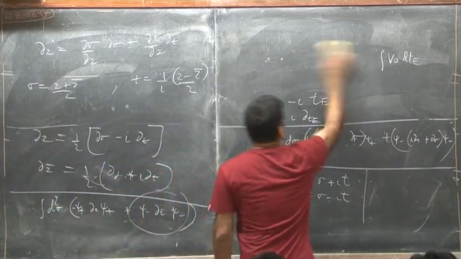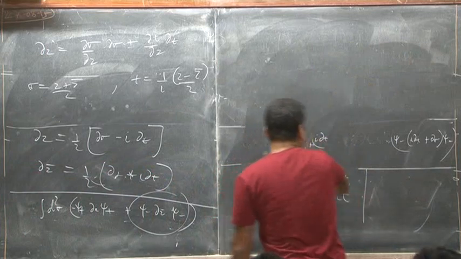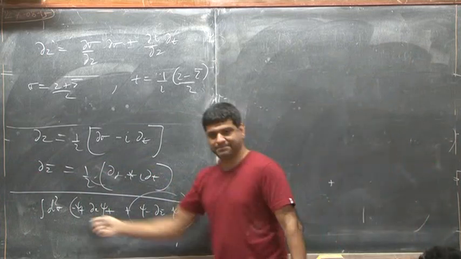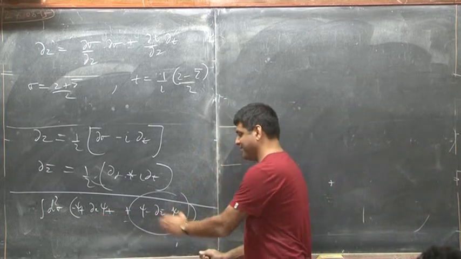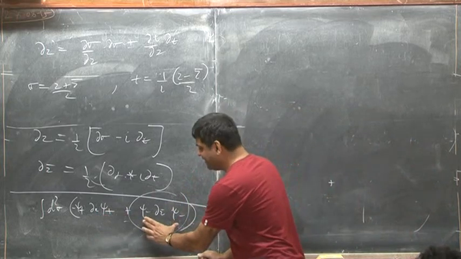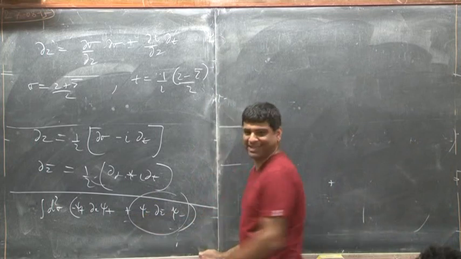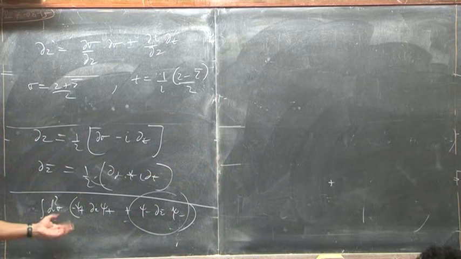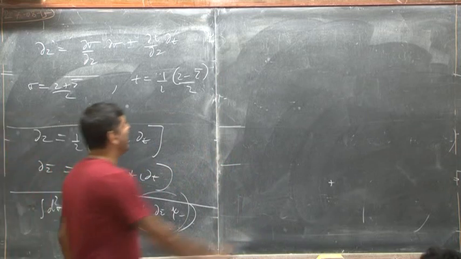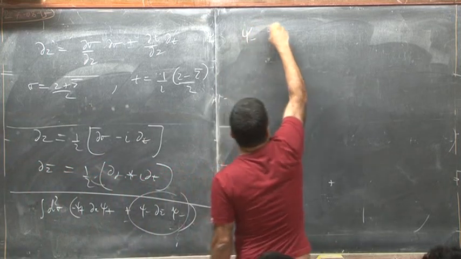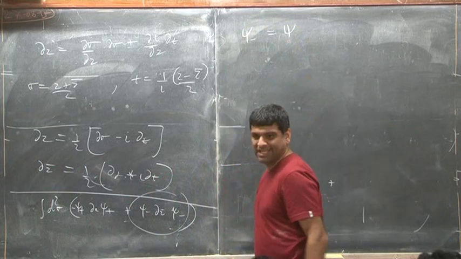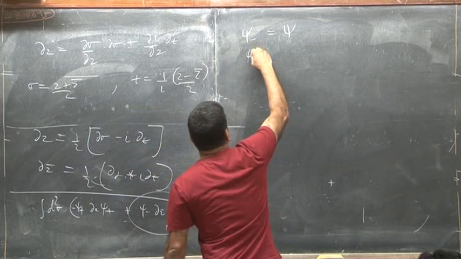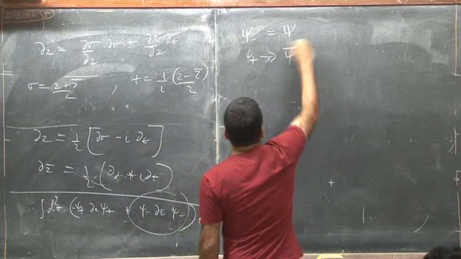Fine. So what we got now is a decoupled sum of two theories, in one of which the fields are purely holomorphic, and the other of which the fields are purely anti-holomorphic. So for the guys where the fields are purely holomorphic, psi minus is renamed psi. And for the guys where the fields are purely anti-holomorphic, psi plus, we will rename psi. Okay?